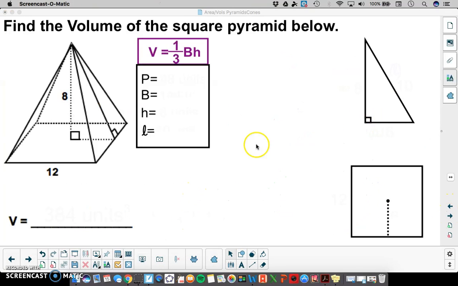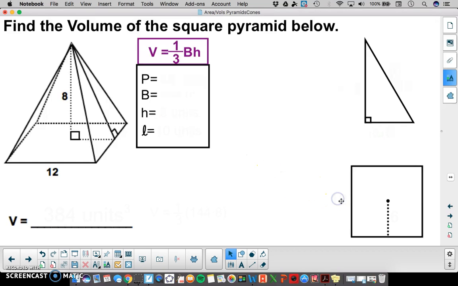In this example, we're going to find the volume of the square pyramid. Notice we're given a base edge of 12 and a height of the pyramid of 8. We're going to be finding volume, so we're going to be using the formula 1/3 big B times H. I've drawn my height triangle and my base shape here, and I'm going to use those to help me find P, B, H, and L.